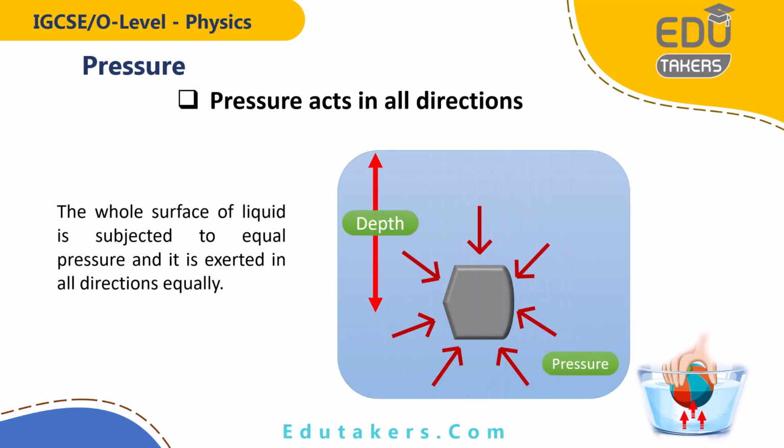The pressure acts in all direction. It means that here there is a liquid that is filled here and an object I place here. When I place this object here, you can see by this red arrow, this shows that the pressure is exerting on this object, and this pressure is exerted from all the directions on this object. It means that in any liquid, when you place the object, then the pressure by the liquid is exerted from all the directions on that object. It's given here. The whole surface of the liquid is subjected to equal pressure and it is exerted in all direction equally. The pressure acts in all the direction equally.